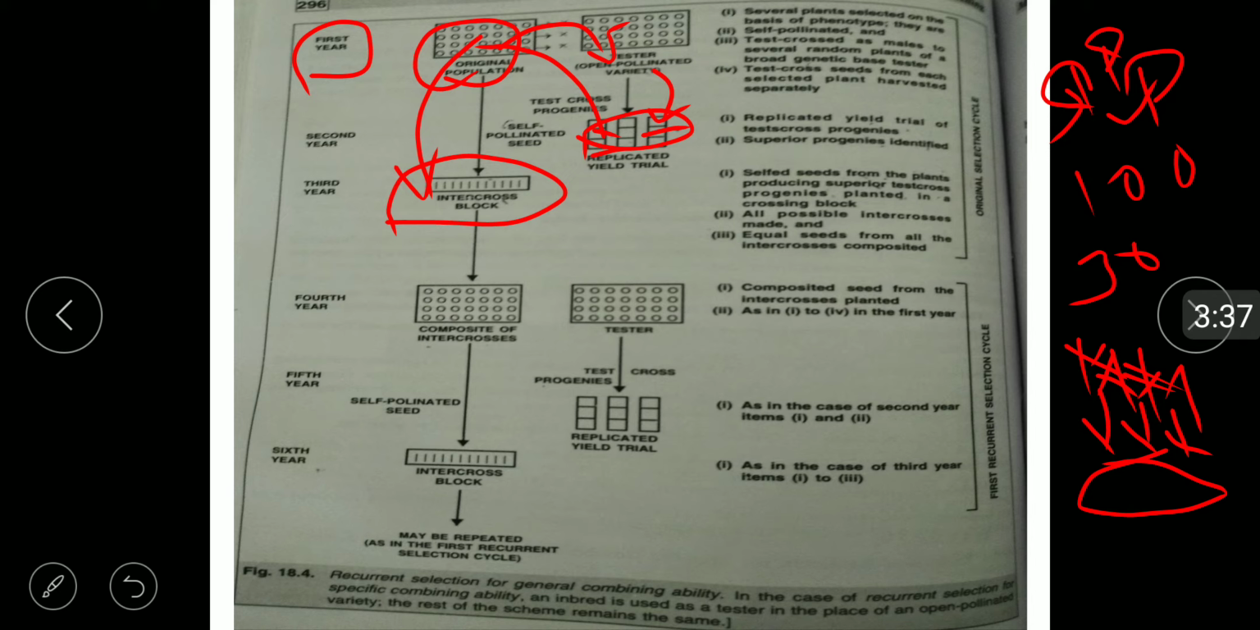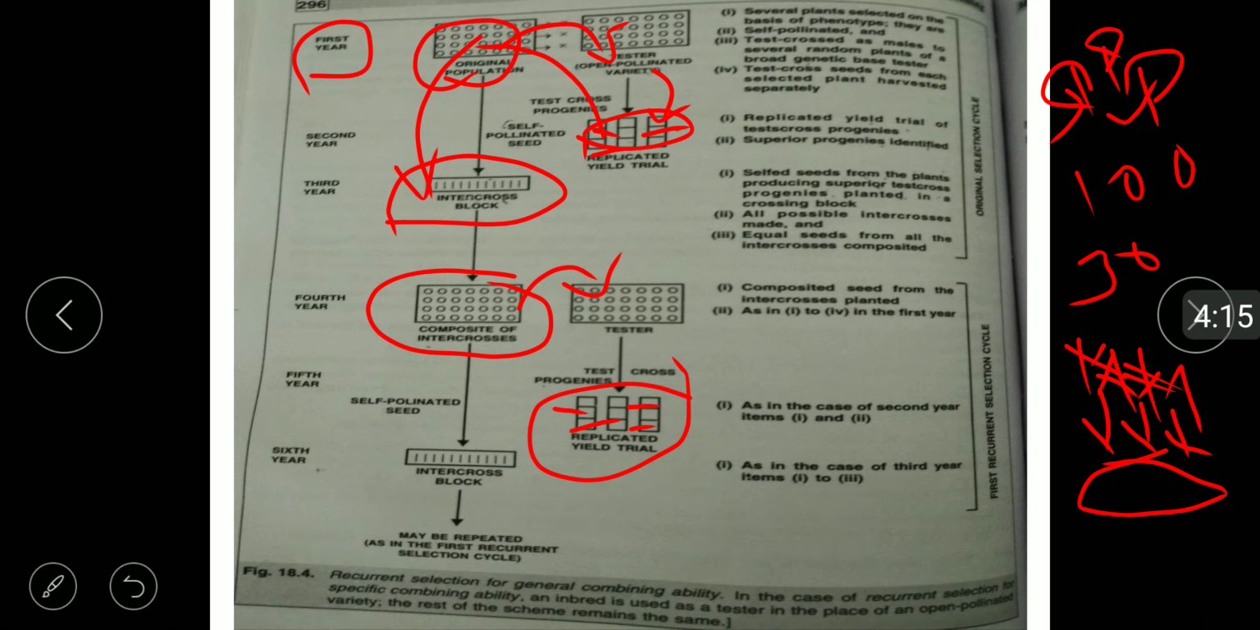Now we have the seeds obtained after selecting the best tested plants and intermating them. In the fourth year, in the same way, now we have improved plants. We cross them again with the tester in the replicated block, and we select the superior ones.